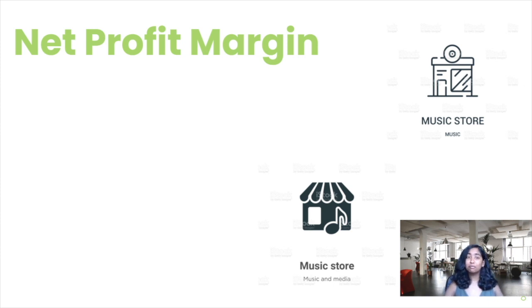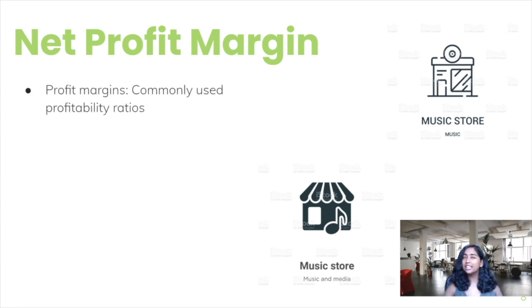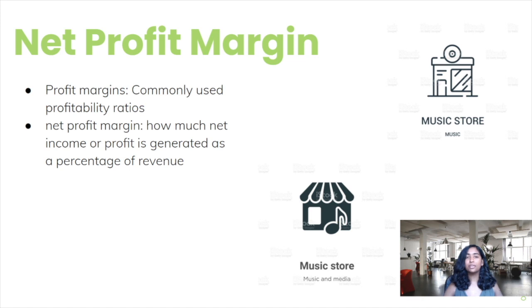To start off, profit margin is one of the commonly used profitability ratios to gauge the degree to which a company or a business activity makes money. There are different types of profit margins. Specifically, net profit margin is equal to how much net income or profit is generated as a percentage of revenue.